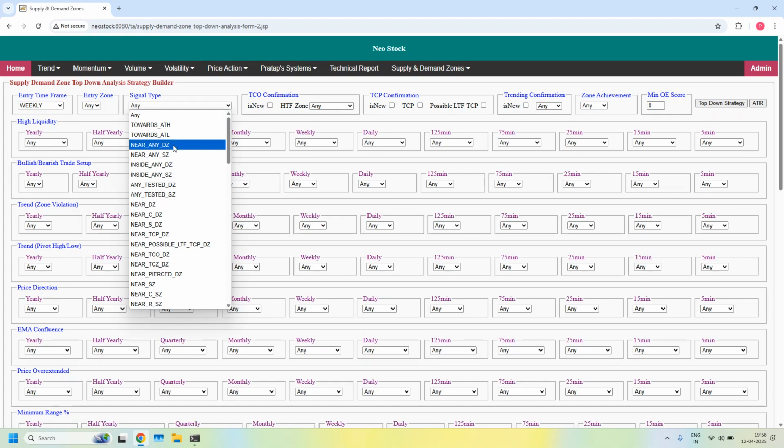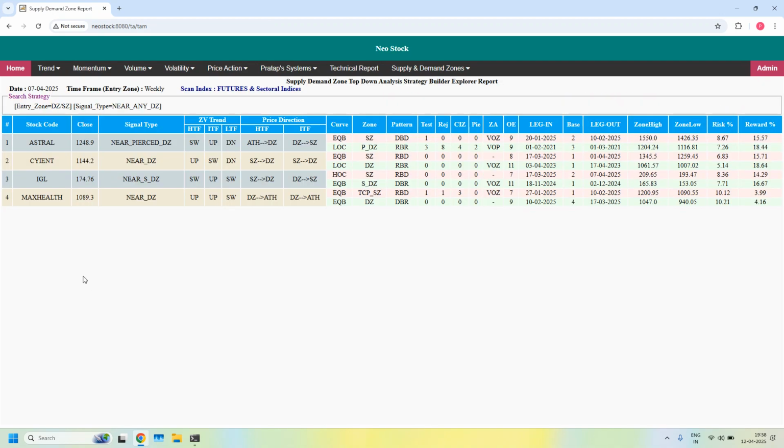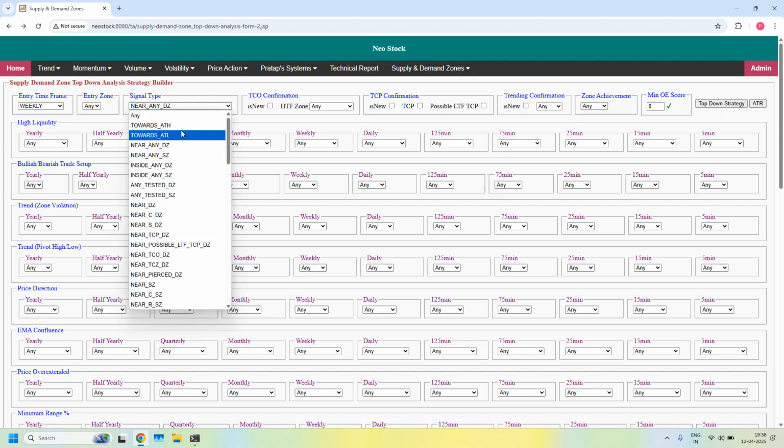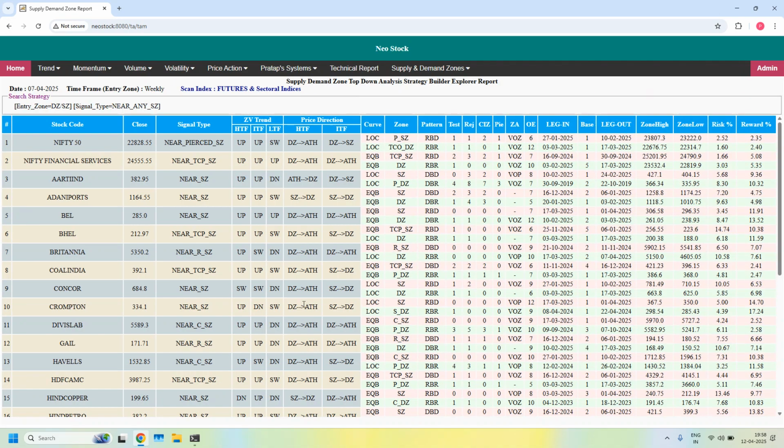Stocks near to the weekly demand zone. We got 4 stocks. Next, stocks near to the weekly supply zone. First 15 stocks in the list. It seems many stocks are near to the weekly supply zone, including NIFTY and NIFTY Financial Services. NIFTY is near to the pierced supply zone.